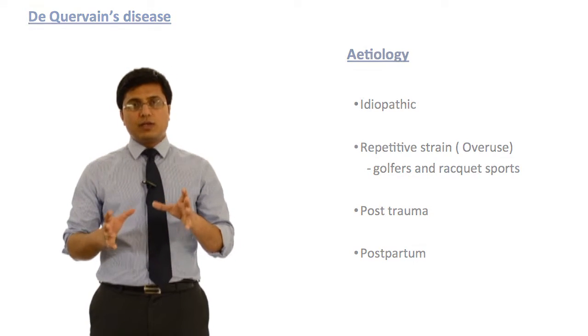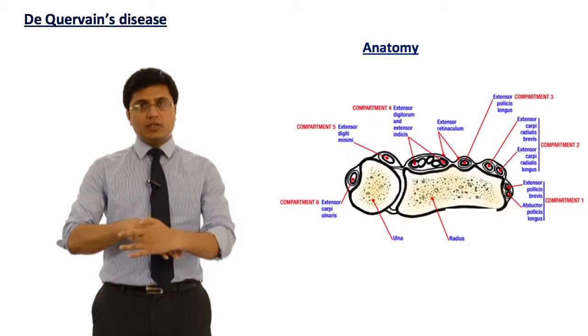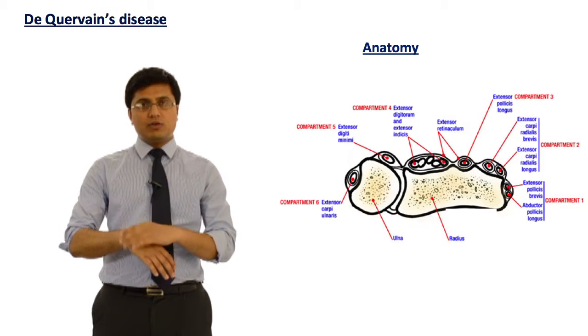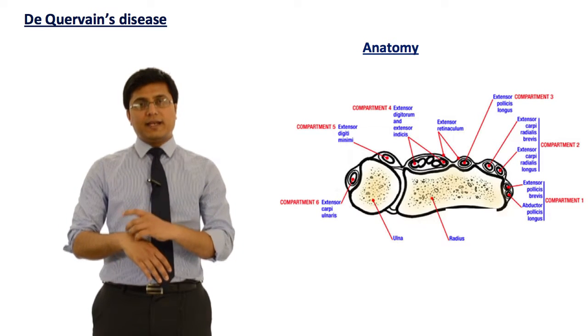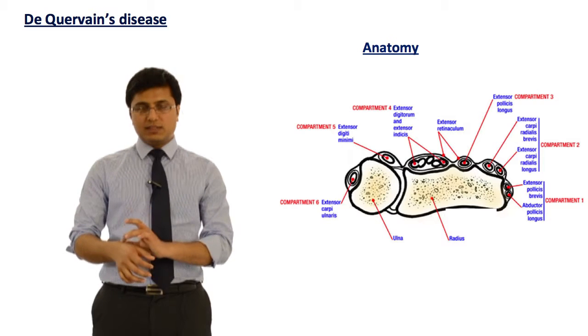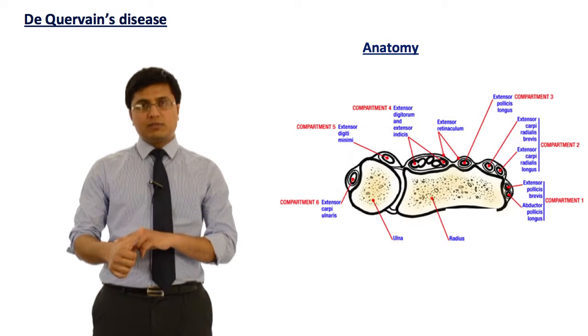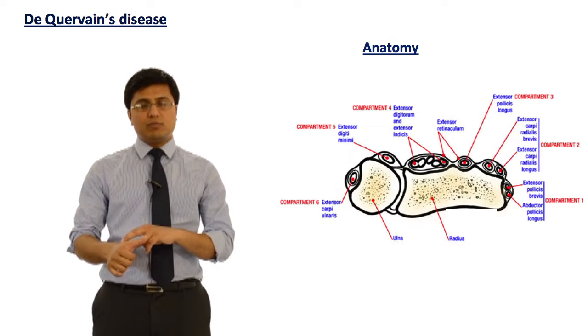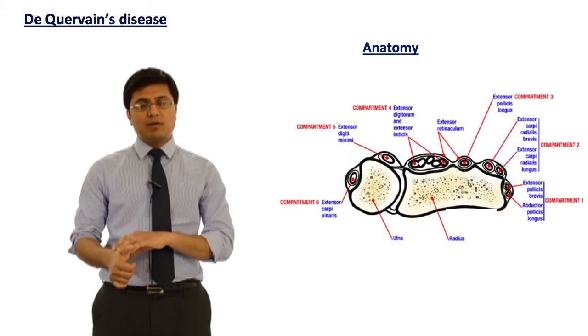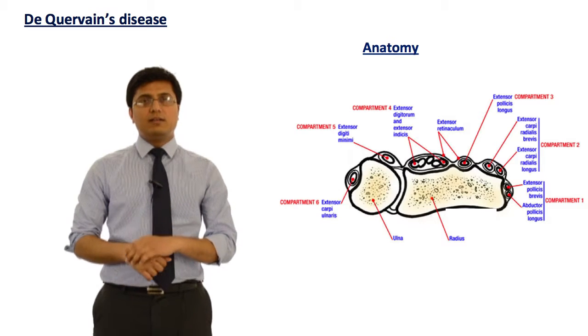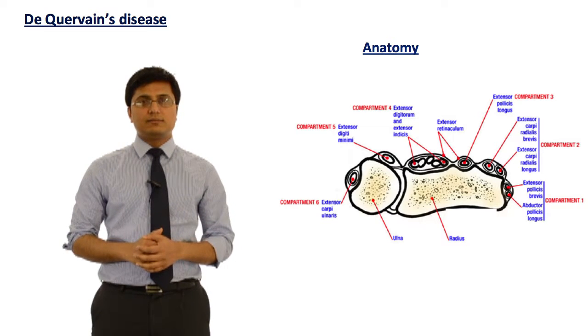So if you look into the anatomy, in the wrist, on the dorsal aspect, there are 6 extensor compartments. The first compartment encases abductor pollicis longus and extensor pollicis brevis, and this is the compartment which is affected in De Quervain disease.